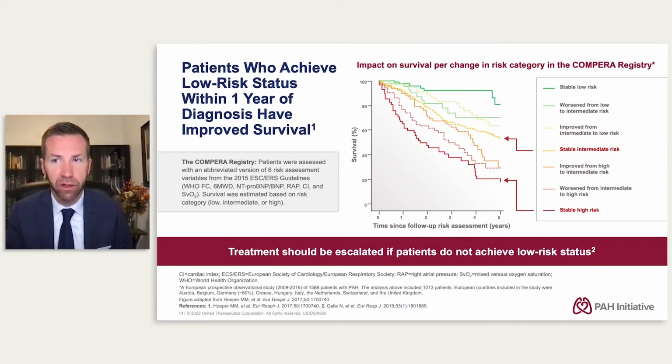As you can see in this graph on the right, stable, low-risk patients are represented by the dark green. At 1 year, if you are stable, low risk, by 5 years your survival is between 80 and 90%. This is higher than the stable intermediate risk, which is the dotted light orange line, where if you get to stable intermediate risk at 1 year, your survival is somewhere between 50 and 60% at 5 years. The worst prognosis in this data from the COMPERA registry is the stable high risk, represented by the solid red line. Therefore, treatment should be escalated if patients do not achieve low risk status.